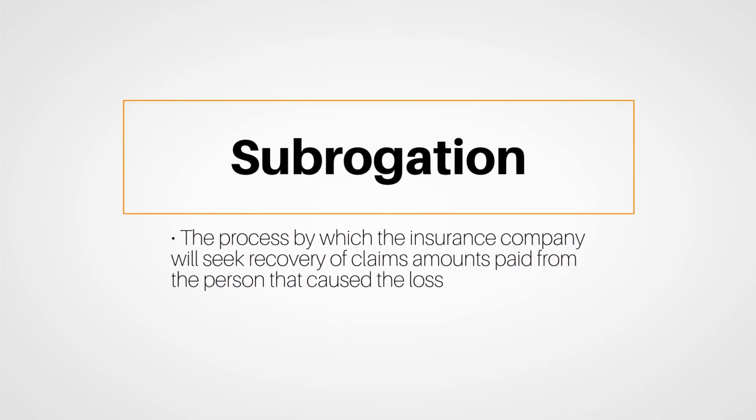This is the process by which the insurance company will seek recovery of claims amounts paid from the person that caused the loss. This is known as the right of recovery. Once an insurer has paid an insured for a loss, the company is legally allowed to pursue financial recovery from the at-fault party. This right normally belongs to the party that was not at fault in a collision, but is transferred to the insurance company under a provision called transfer of rights of recovery.